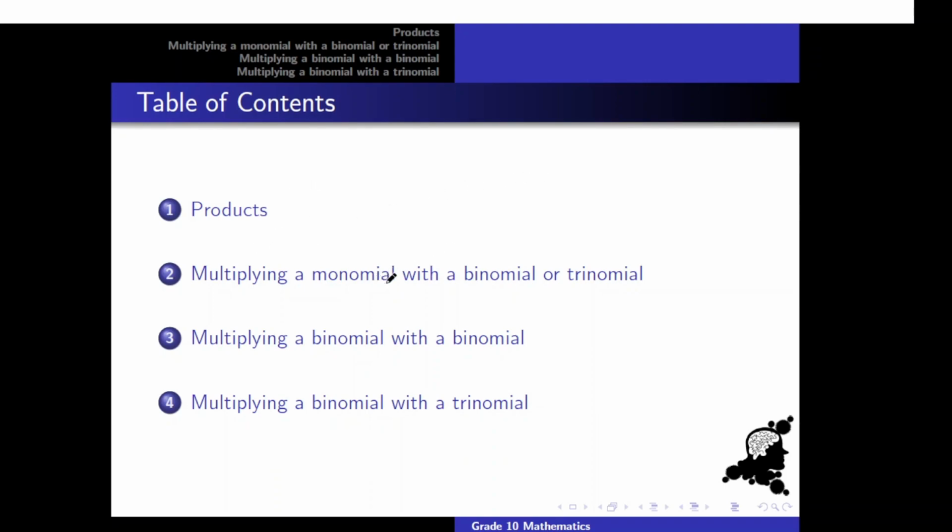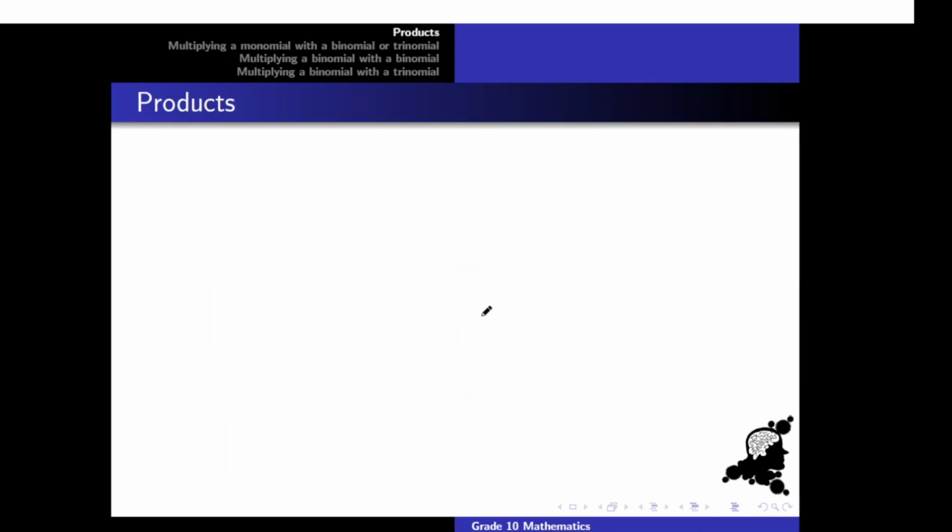We're going to have a look at what happens when you multiply a monomial with a binomial or trinomial. We're also going to look at what happens when you multiply two binomials. Then lastly, we have a look at what happens when you multiply a binomial with a trinomial. If these terms sound rather strange or unfamiliar to you, don't worry. We'll have a look at each of them. Without any further ado, let's get into it.